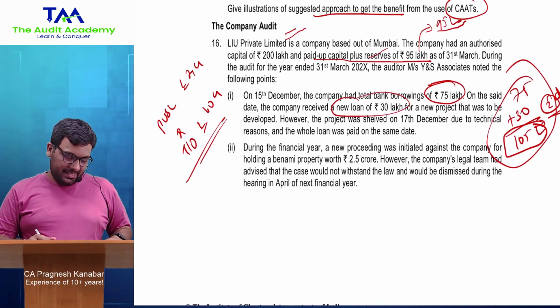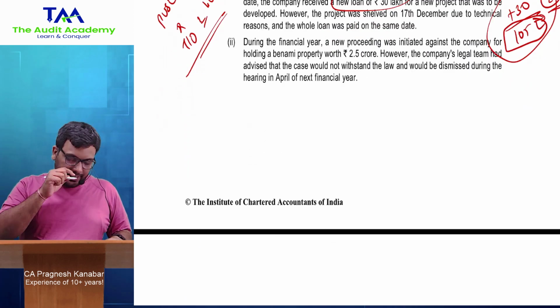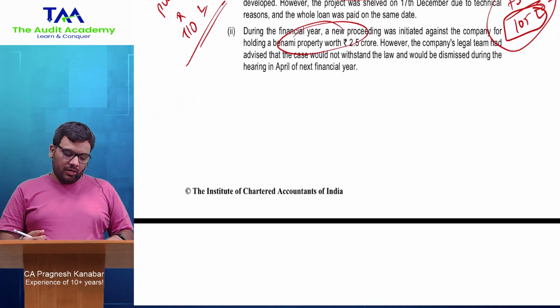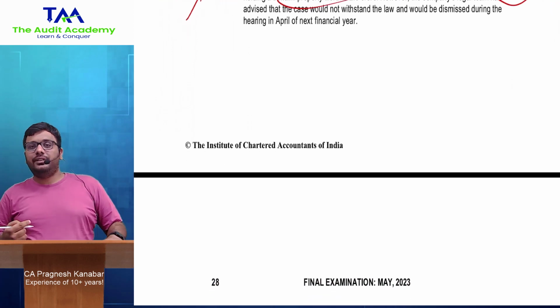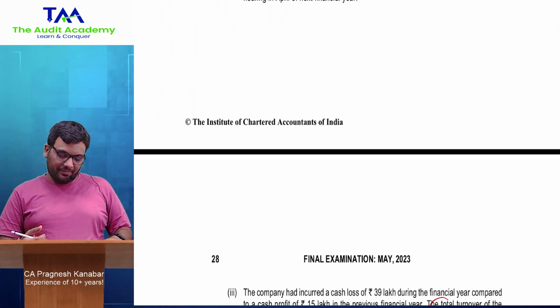Okay, boss. That felt good. So now Benami property, yes, it will be reported under clause 1 of CARO. If you see, it is clause 1E, subclause E, but I don't think you will be in a position to remember the subclause. Okay, that's okay.